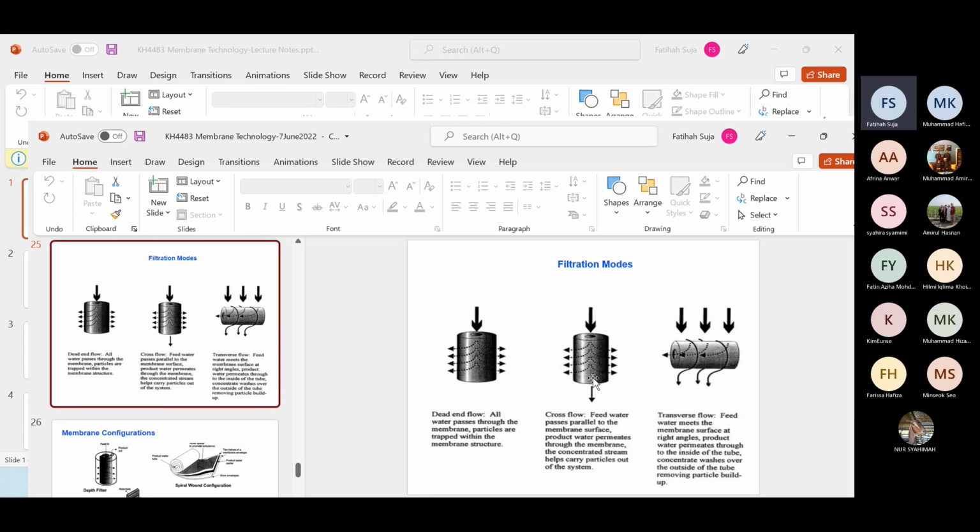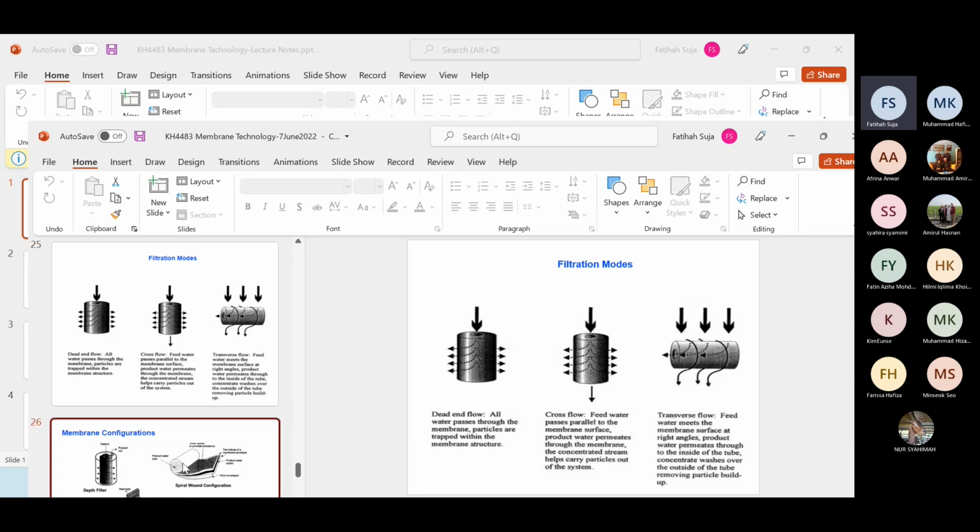And then transverse flow, this is the third type, the third filtration mode. Feed water meets the membrane surface at right angles. Product water permeates through to the inside of the tube. Concentrate washes over the outside of the tube, removing particle buildup. Okay, so this is the transverse flow of the contaminants.